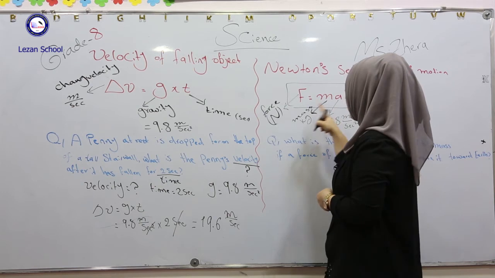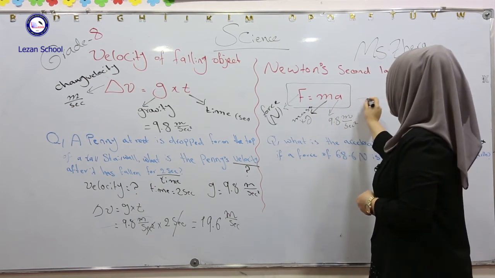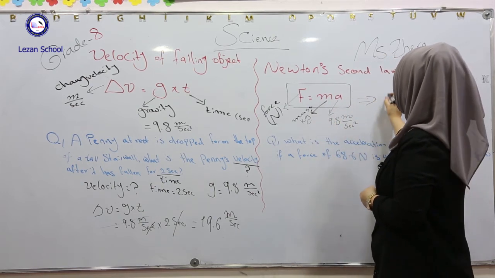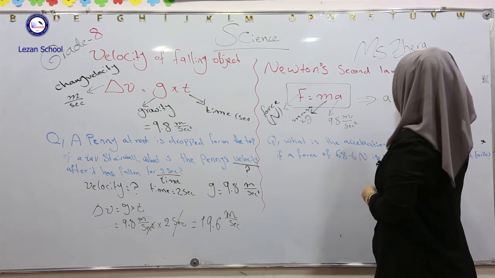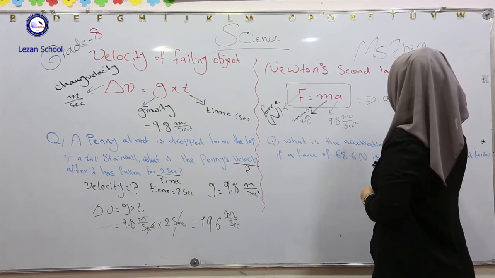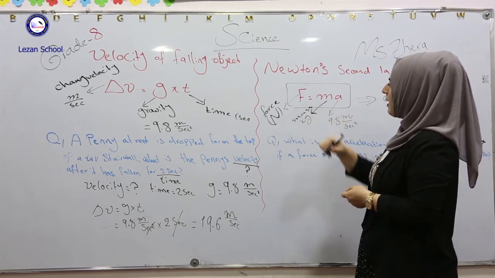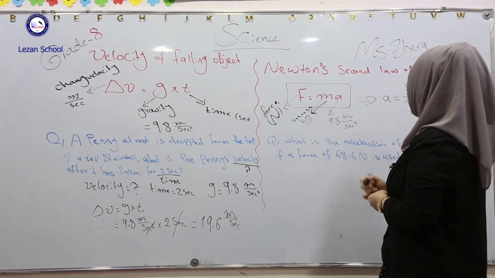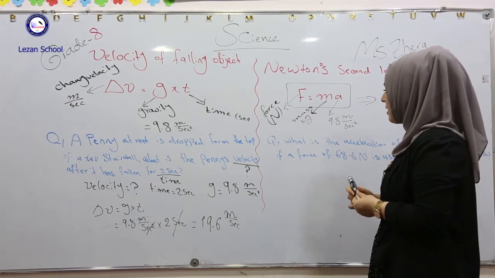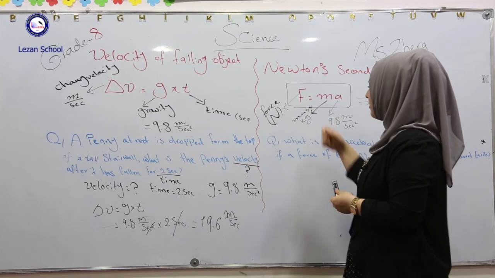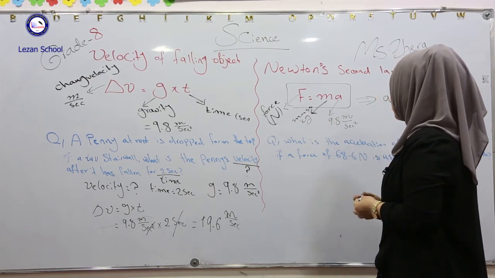This rule can be written this way, and you can also write it another way to find the acceleration: A equals F over M. This one is used to find the force, and this one is used to find the acceleration. In here we have a question to understand Newton's second law. We will solve this question.